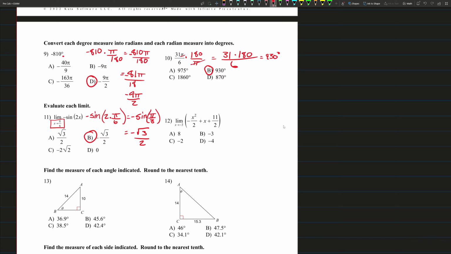All right, same thing for number 12, except we're not worried about a trig function. We're just trying to plug in x is equal to negative 3. So this is going to be negative 3 squared over 2 plus negative 3 plus 11 halves. This is going to be negative 9 over 2 minus 3 plus 11 halves. So that's 2 halves minus 3, which is negative 2.